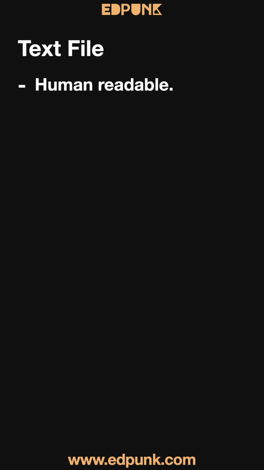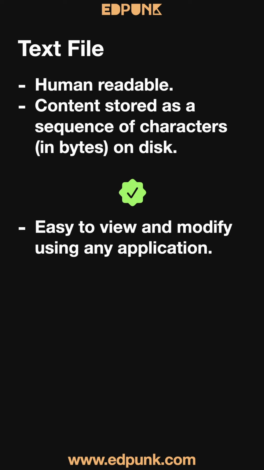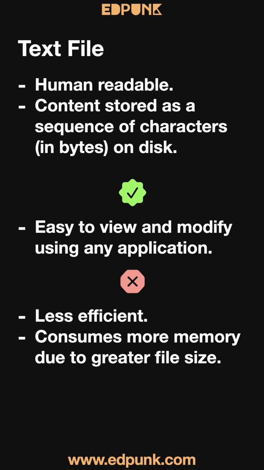Although the contents of a text file is human readable, in reality, this information is stored on the disk in form of machine readable bytes, that is, zeros and ones, one character at a time. This makes the format simple to be operated by any application, but it is less efficient and consumes more memory as it has a greater file size.